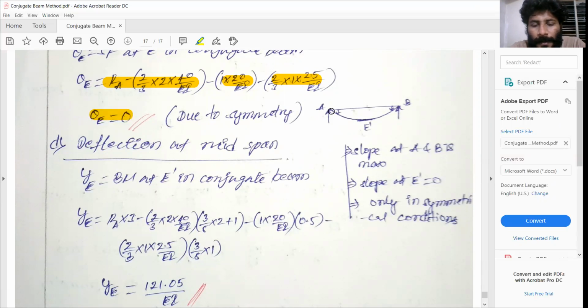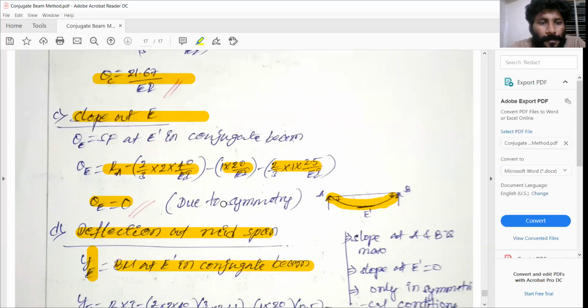The reason is that since it's a simply supported beam with symmetrical loading, the slope at mid span is always 0, because the curve is flat at the mid span. Here I have shown it. Again, we have to find the deflection at mid span. The deflection at mid span YE in the real beam is equal to the bending moment at E in the conjugate beam.